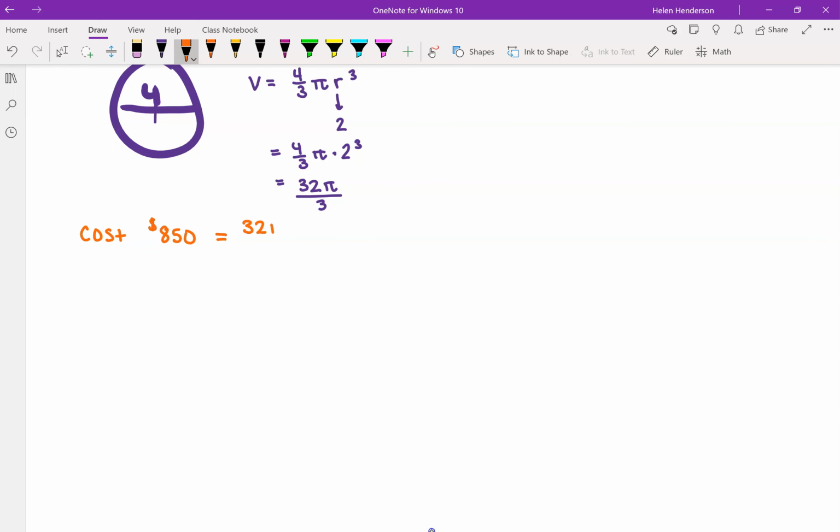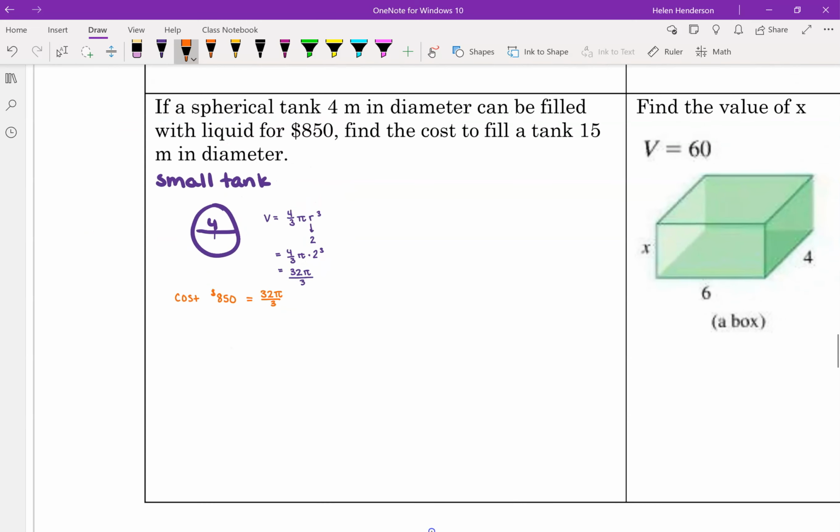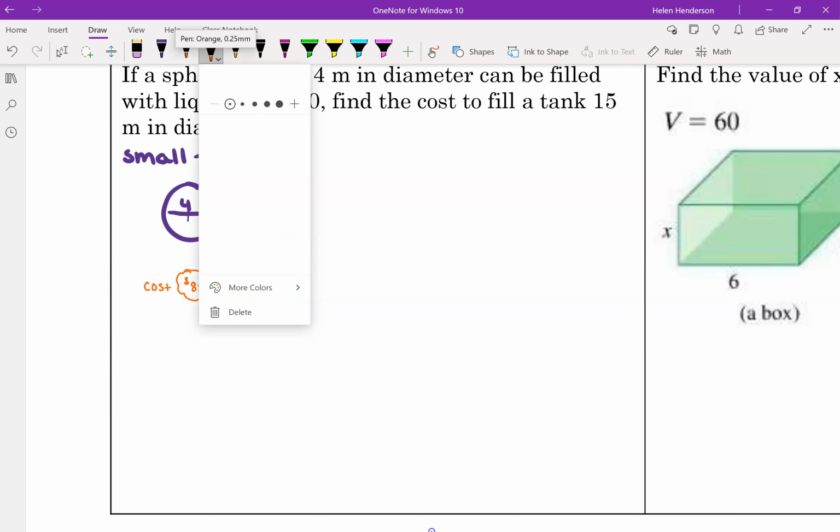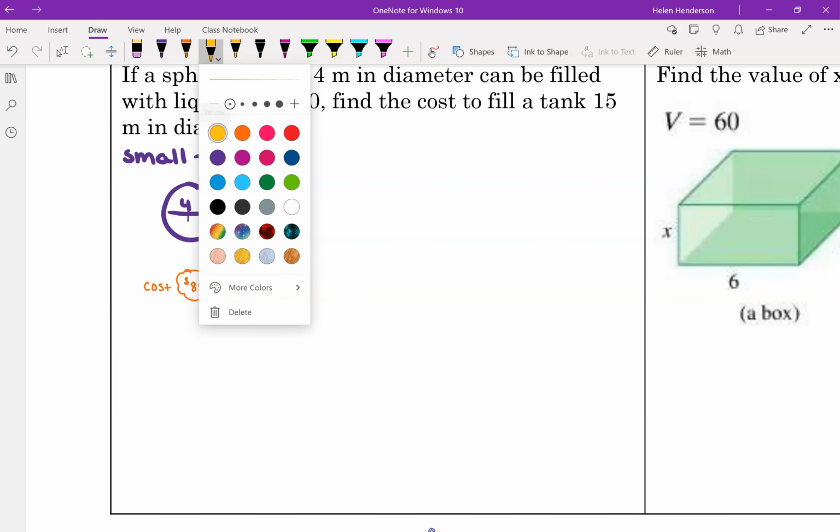For 32 pi over 3 cubic meters. Now, I'm not actually going to do anything with that yet, but I'm going to need this orange step here. So let's move on to the big tank.